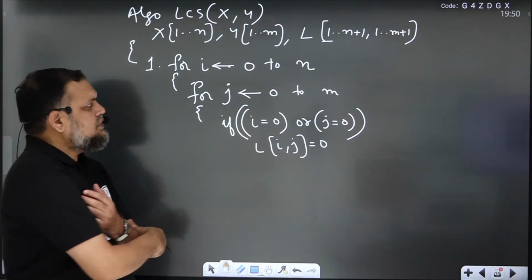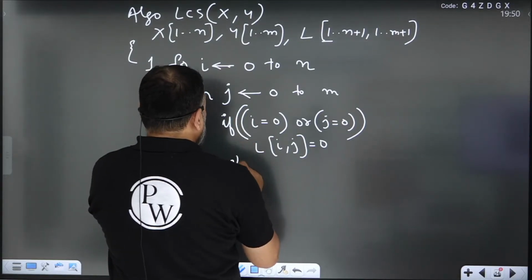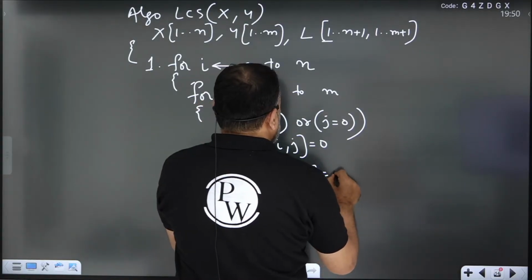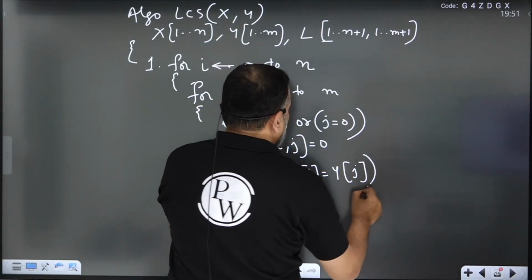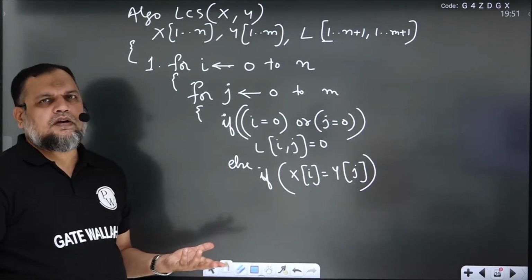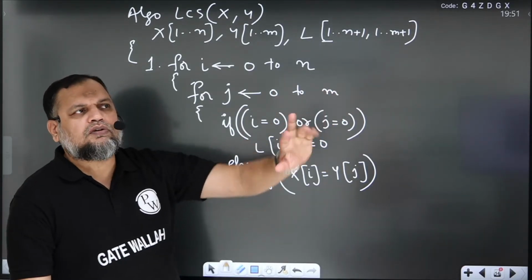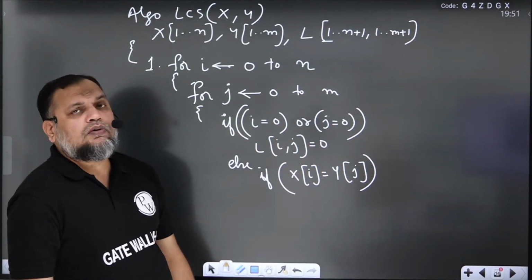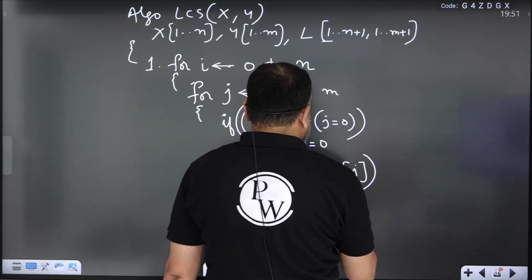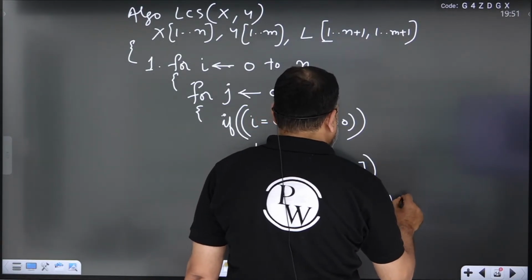Initialization condition, yes. Check that. If i is equal to 0 or j is equal to 0, L[i][j] is equal to 0, else if x of i is equal to y of j. That means when I come to the else part, i is not 0, j is not 0. That is very clear, is it not? I will come to the else part when both are false, meaning i is greater than 0, j is greater than 0. Then I check if x of i is equal to y of j. Then what should I write? Simply I will write L of i,j is equal to 1 plus L of i minus 1, j minus 1.